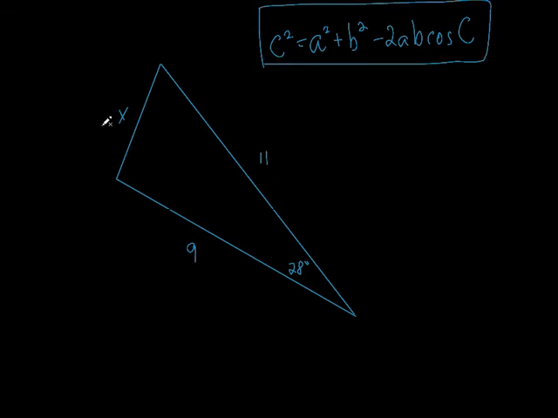Now, I got 3 sides. I got x, 9, and 11. How do I know which one's going to be the C? 11. Because look at the one angle that I have. There's no hypotenuse on this. You can't say hypotenuse. There's only a hypotenuse if you have what kind of a triangle? A right triangle.